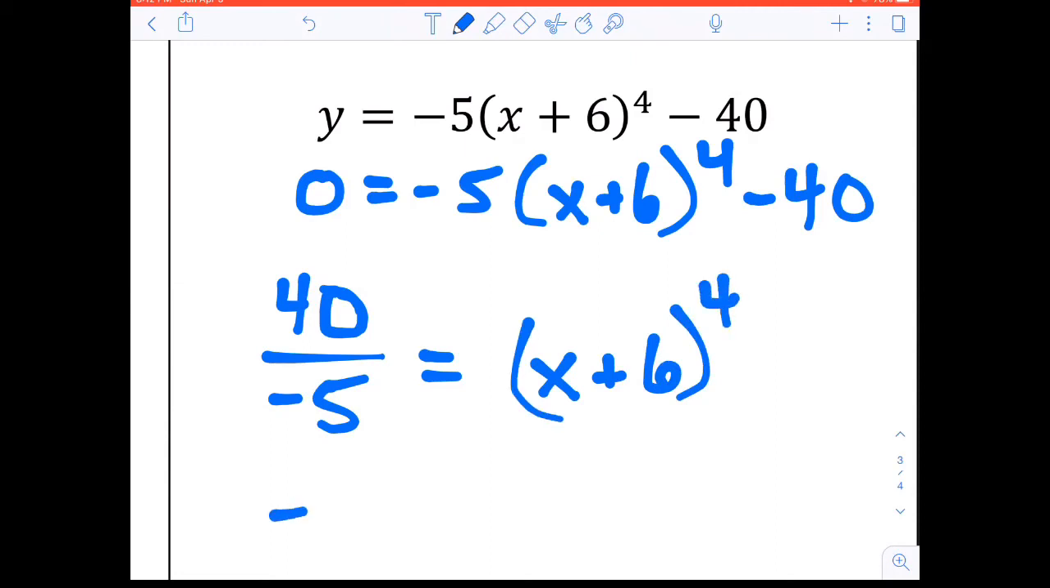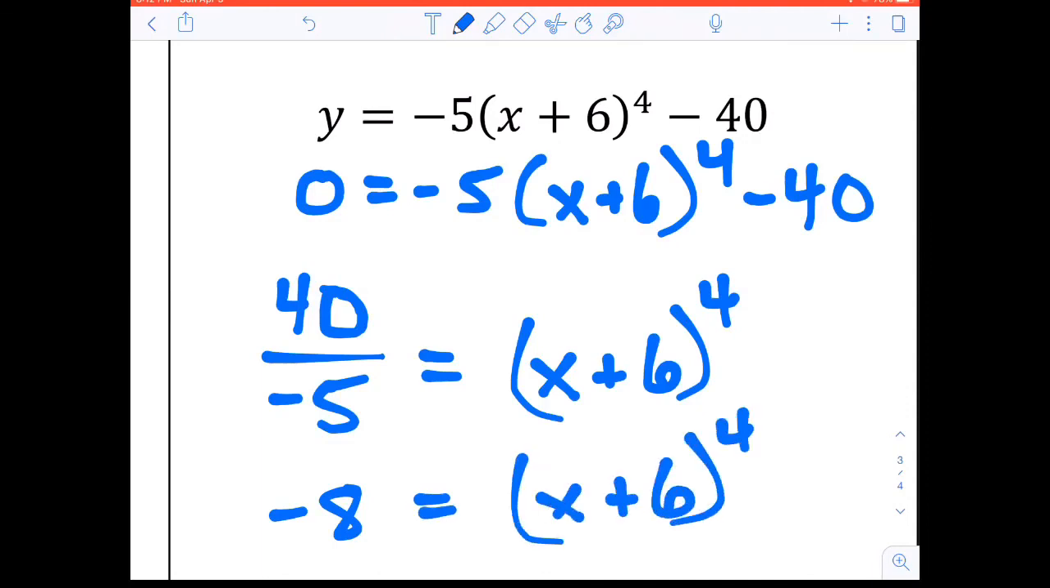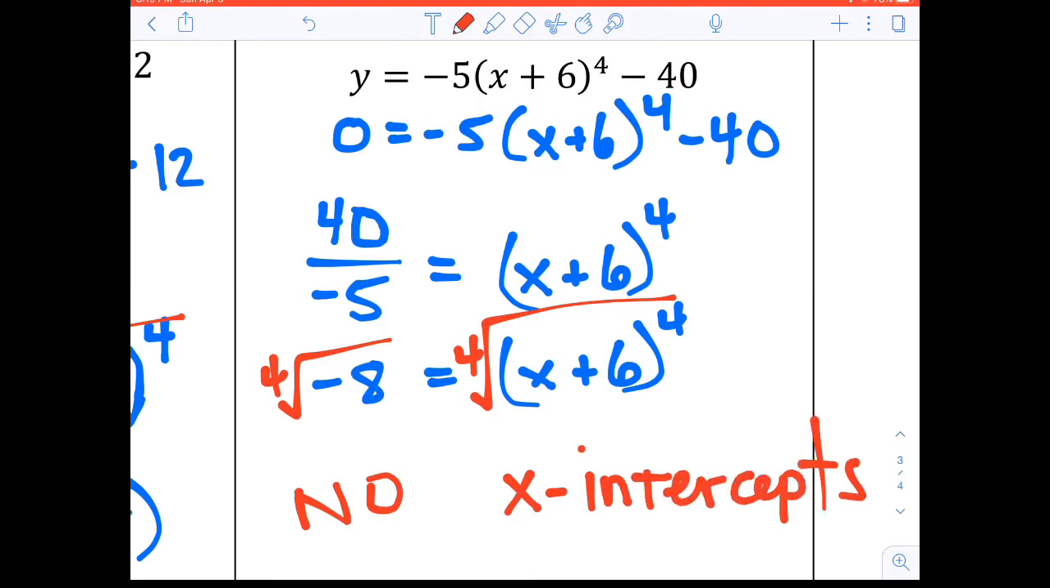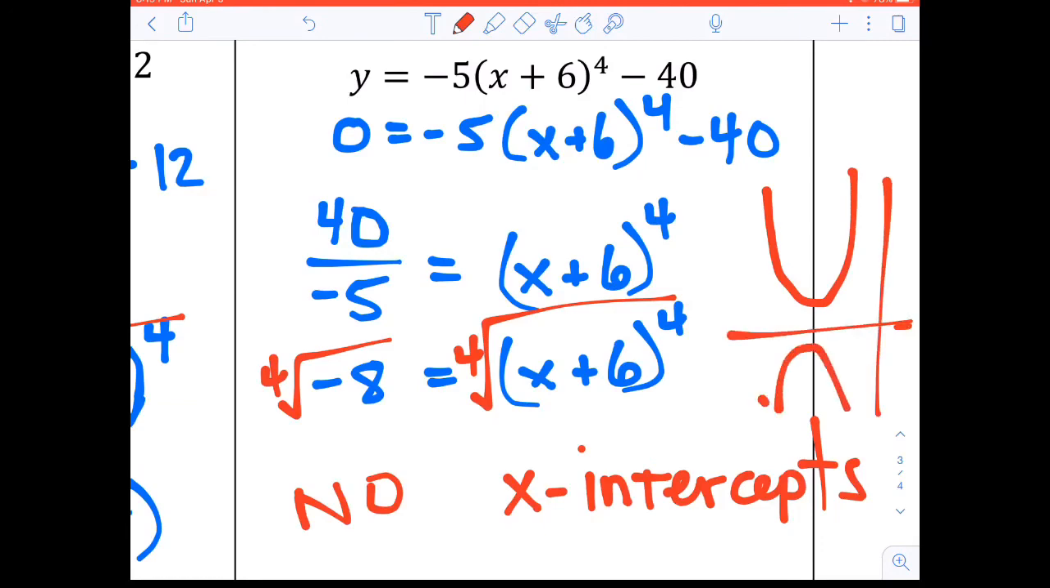When I divide the left side, we end up with negative 8 is equal to x plus 6. And then I try to get rid of the power of 4 by taking the 4th root. But over here on the left side, we can't take any even root of a negative number. Just like you can't square root a negative number, you can't take the 4th root of a negative number, 6th, 8th, 10th. So no x-intercepts. So this would be one of those U shapes that would be either above or below the x-axis. Like so. One of those two, when there are no x-intercepts.